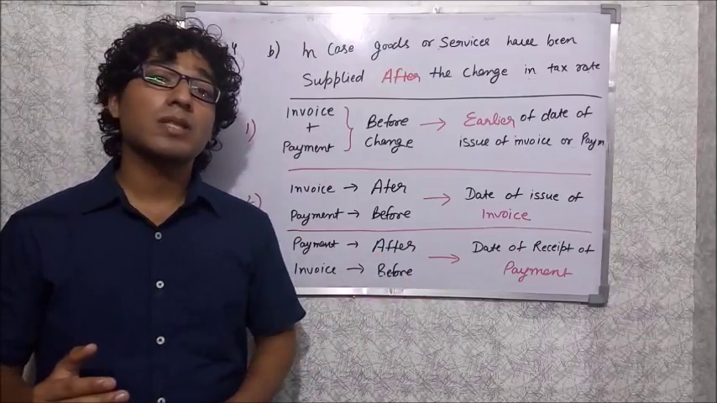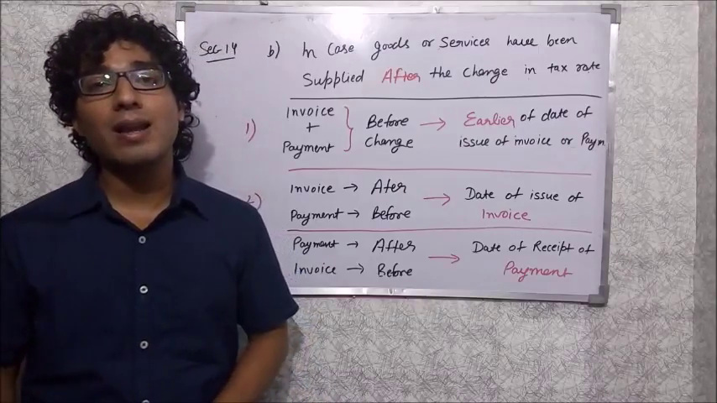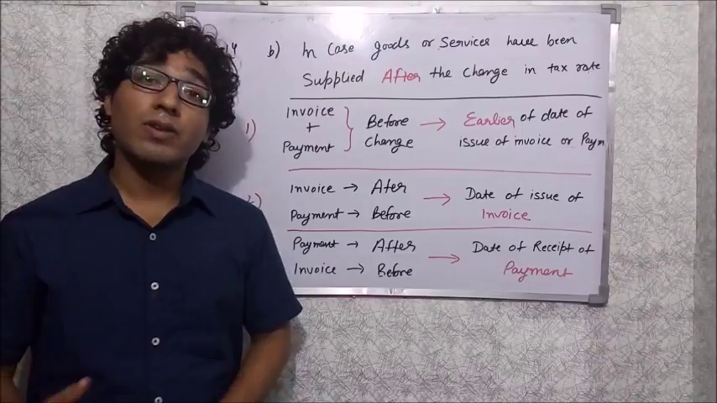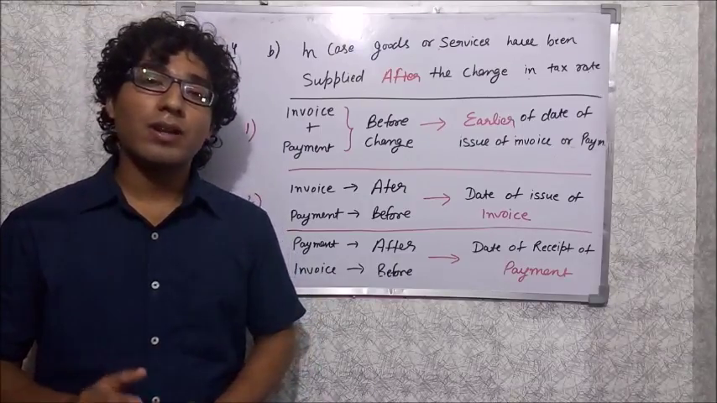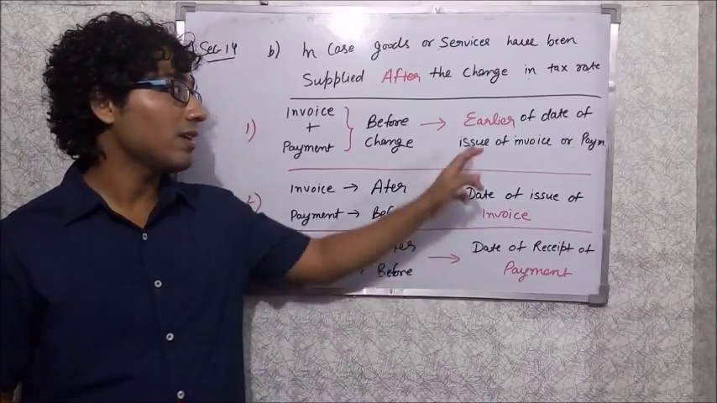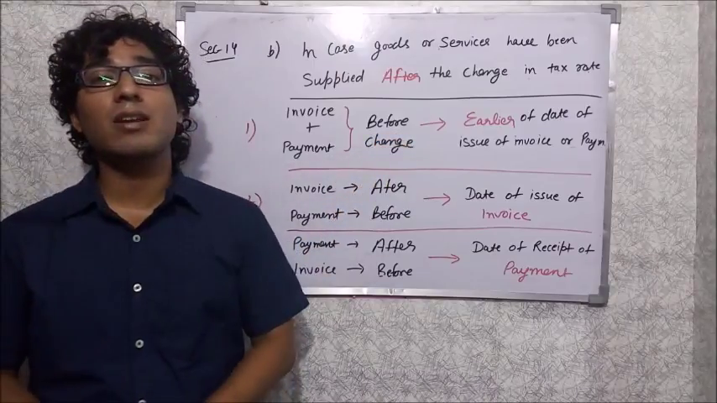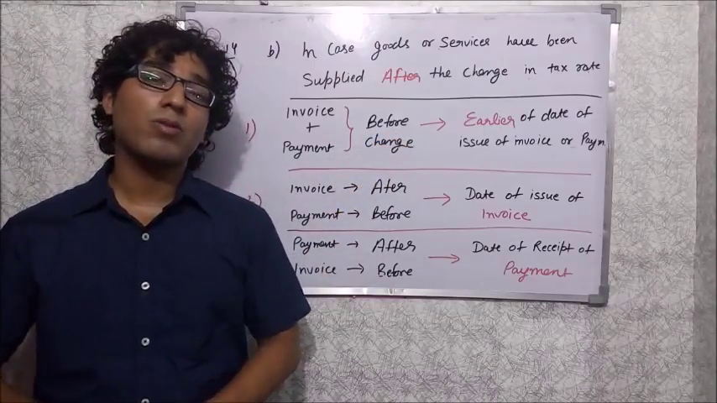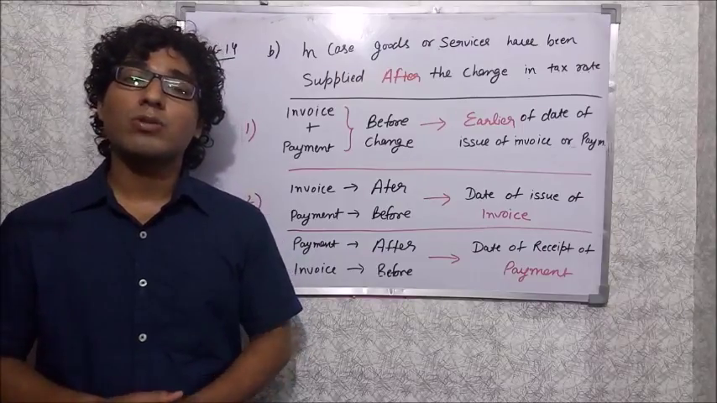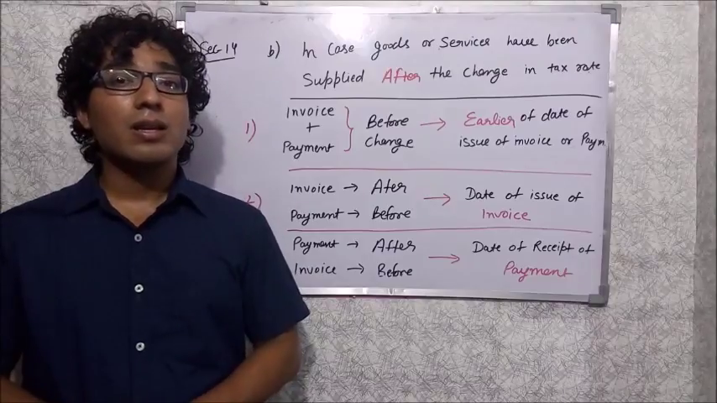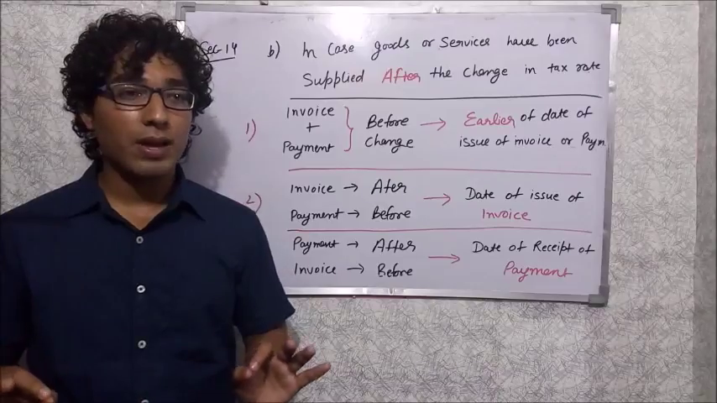So there are three sub situations. In the situation where the goods or services are supplied after the change in rate of tax, in the first sub situation where you issue the invoice and you receive the payment before the change in rate of tax, the time of supply of goods or services will be the earlier of the two events. First event is when you issue the invoice, and the second event is when you receive the payment by the supplier.